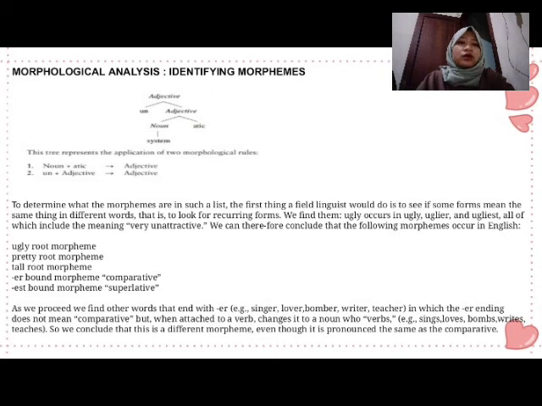We can therefore conclude that the following morphemes occur in English: ugly, root morpheme; pretty, root morpheme; tall, root morpheme; -er, bound morpheme, comparative; -est, bound morpheme, superlative. As we proceed, we find other words that end with -er, like singer, lover, bomber, writer, teacher, in which the -er ending does not mean comparative. But when attached to a verb, it changes it into a noun: verbs like sing, love, bomb, write, teach. So we can conclude that this is a different morpheme, even though it is pronounced the same as the comparative.